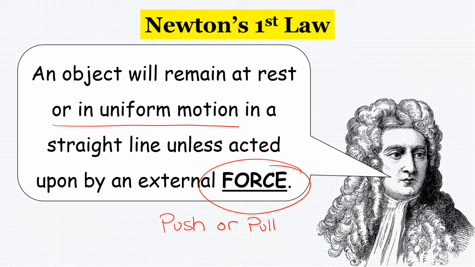So think about it. Right now you're probably sitting down, and you're going to stay sitting down unless something else acts on you. So if someone came over and shoved you out of your stool, that's going to change your motion. You're no longer going to be at rest. Or if you were running in a straight line, you're going to keep moving forward unless something acts on you. So think about football players. When they're running straight, they're not going to change directions unless they pivot or until another player slams into them.